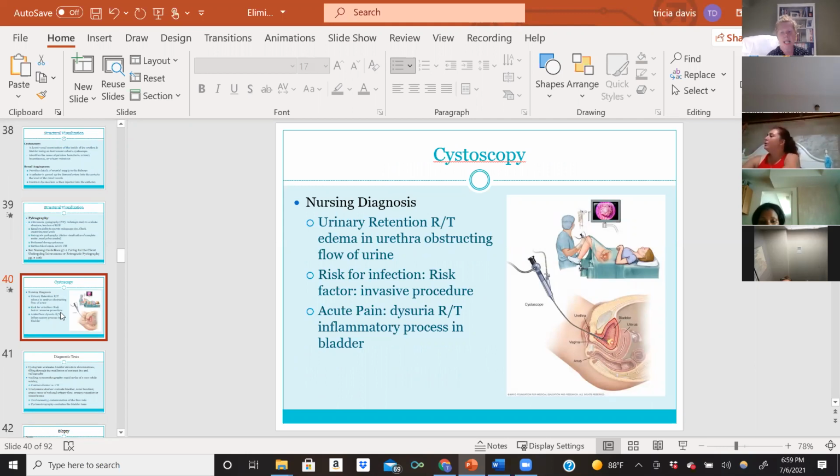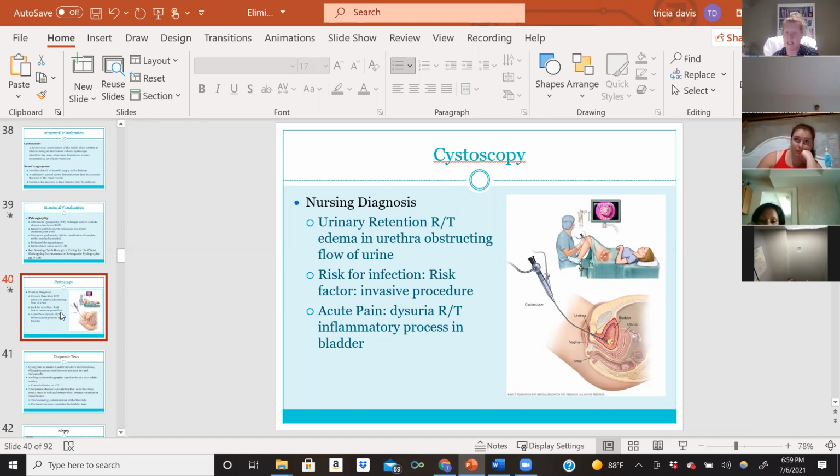So some nursing diagnoses for a patient undergoing a cystoscopy: urinary retention related to edema in urethra obstructing flow of urine. So remember I said when they go in there, it is a risk that they can cause some type of trauma. It's a very little area, and that machine is going in and it's coming out and it's moving around, and it's a very small area. So it's easy for trauma to occur, and then you get edema. And then if you get swelling in that area, well, no pee is going to be able to come out.